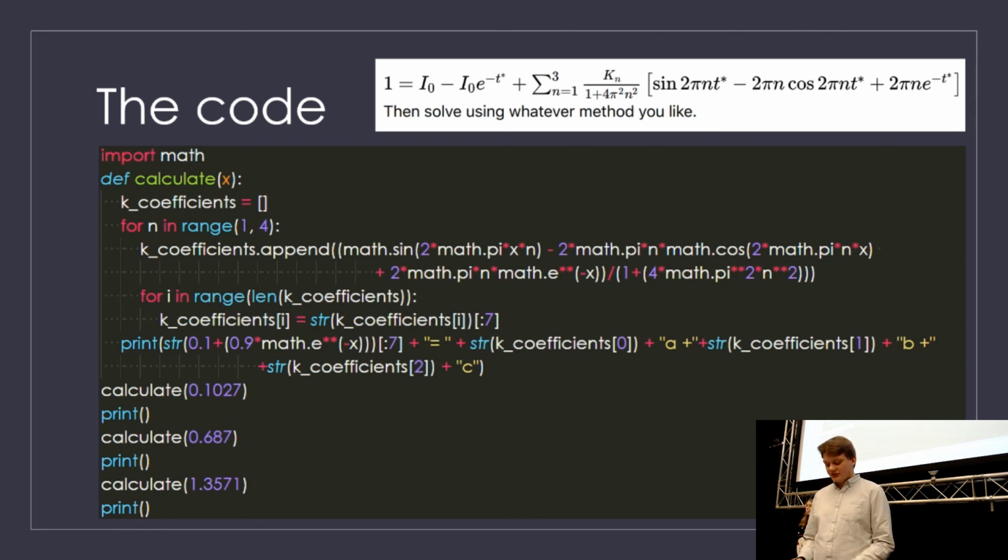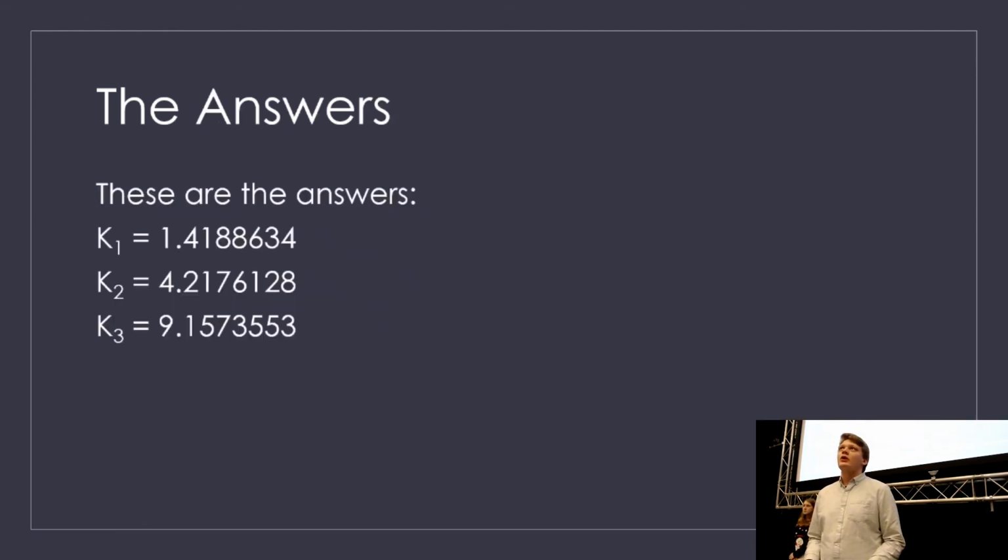Once formatted, the string can then be outputted to the user, and once outputted, the 3 simultaneous equations can then be easily solved either by hand or, as we did it, using Wolfram Alpha. And by solving these 3 simultaneous equations, we were given these values for K1, K2, and K3, which were the final answers for the problem.